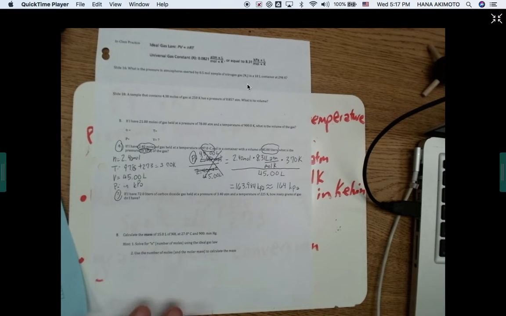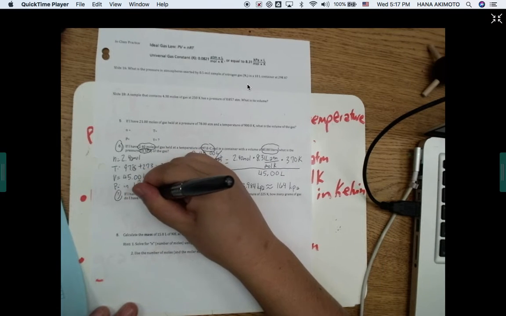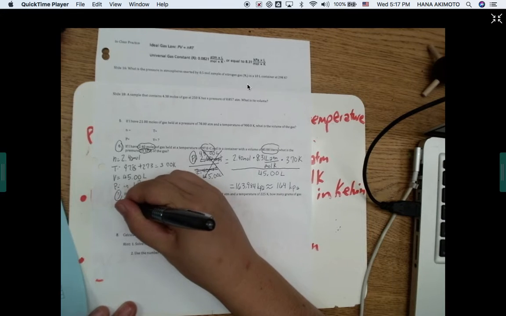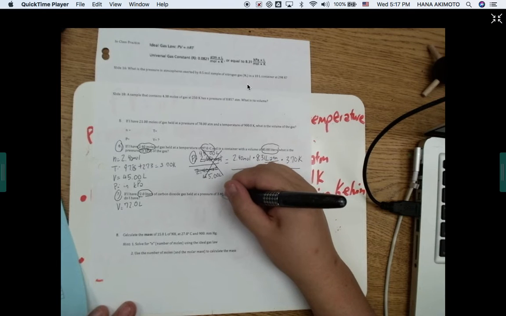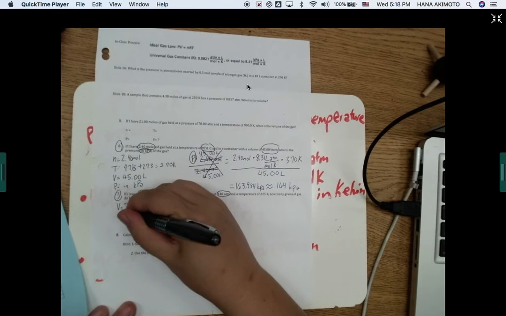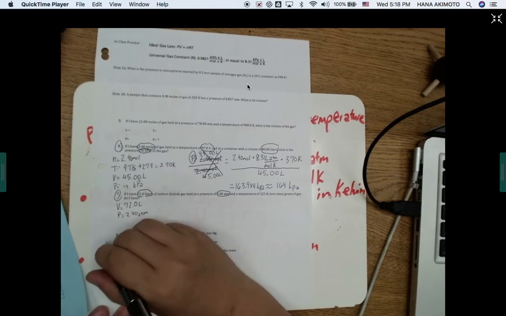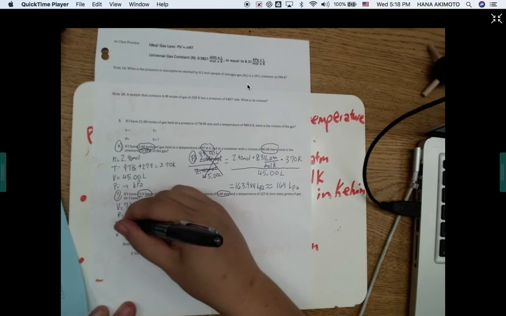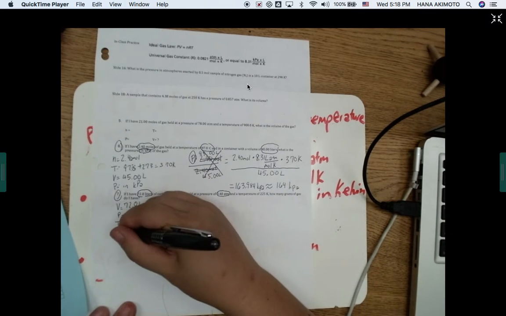Okay, so let's look at a different problem, and let's hope that I plug things in right this time. So 72.0 liters is going to be my volume of carbon dioxide held at 3.40 ATM. So pressure is equal to 3.40 ATM, and a temperature of 224 K. How many grams do I have?